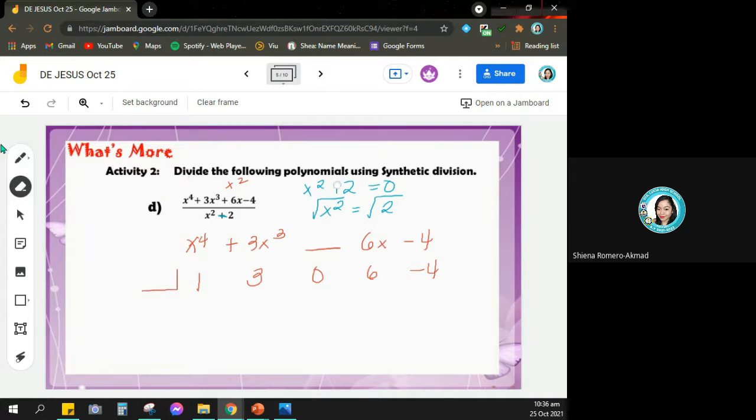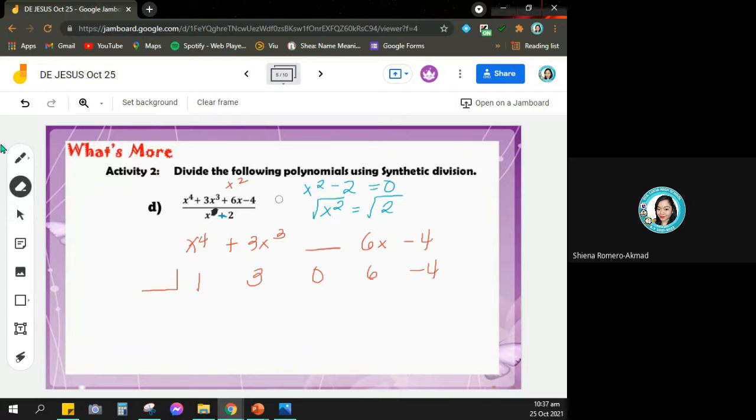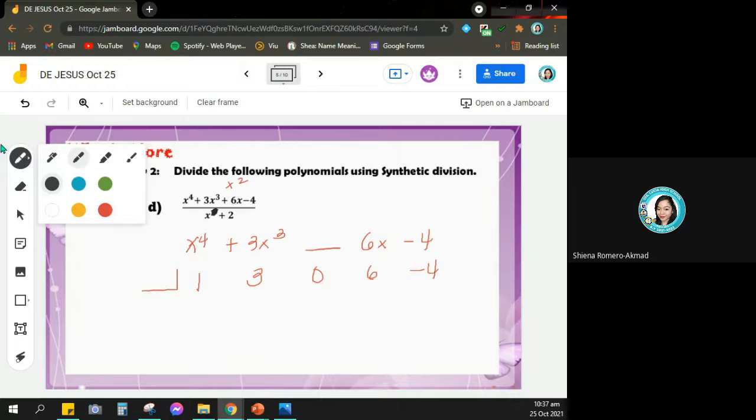Gawin natin. So that is, parang may mali dito sa letter D. I think may mali sa letter D. Tanggalin na lang natin yung squared. May mali sa ano niya. Given. So let me erase this. Ang magiging value na ng ating variable x is negative 2. So we have negative 2.